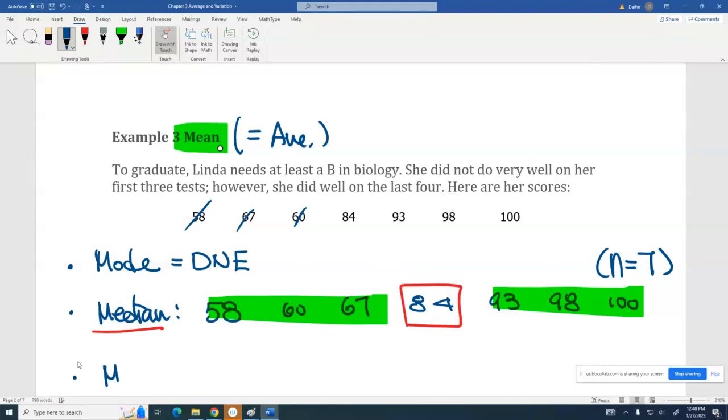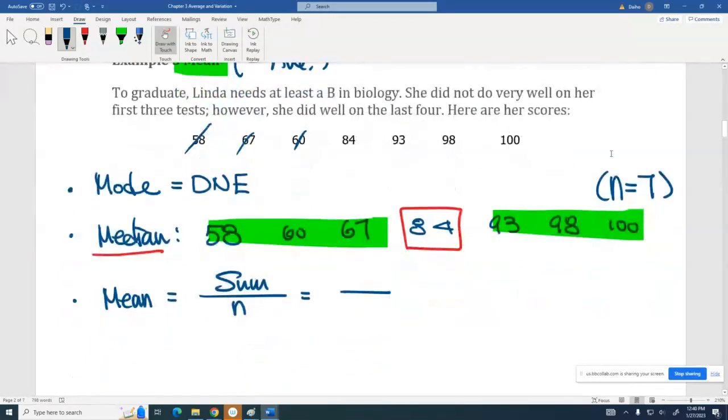Finally, take the mean, the average. We need a sum divided by n. What will be the sum? 560. Thank you. Divided by 7. How much? 80. Good, right?